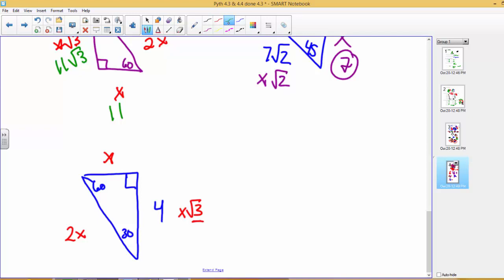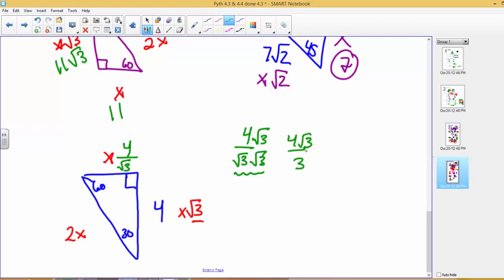So, our answer for x right here would be 4 divided by square root of 3. Now, you're not supposed to have square roots in the denominator, so as a little side note, if you want to be super precise right now, to get rid of that, you would need to multiply both the numerator and the denominator by the same thing, which is square root of 3, to get rid of the square root of 3. That gets rid of the square root of 3 because the square root of 3 times the square root of 3 is 3. So this simplifies to 4 root 3 over 3.